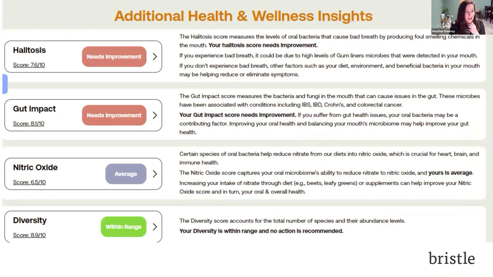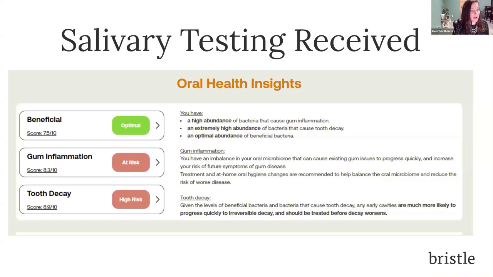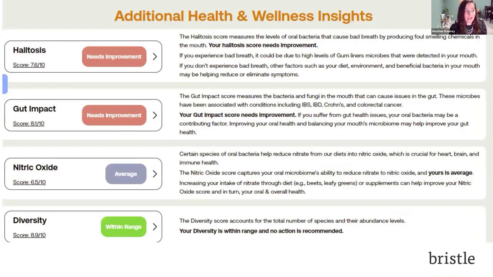So this is the other additional health and wellness insights. If you're not familiar with our tests, we have a number of different health insights we give you: your beneficial bacteria, your gum inflammation, your tooth decay score. Those are the biggies that everybody wants to know about. And then we also have a halitosis score, dealing with what type of halitosis you might be suffering from. A lot of my calls are on halitosis.